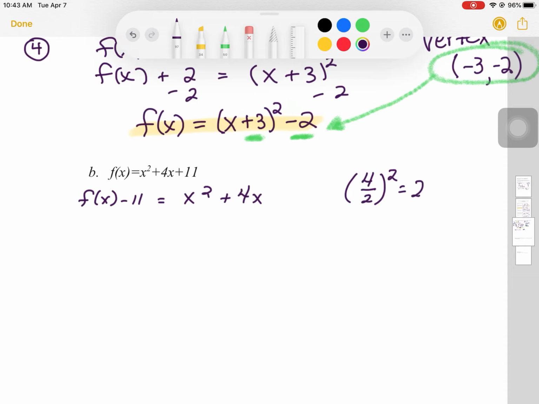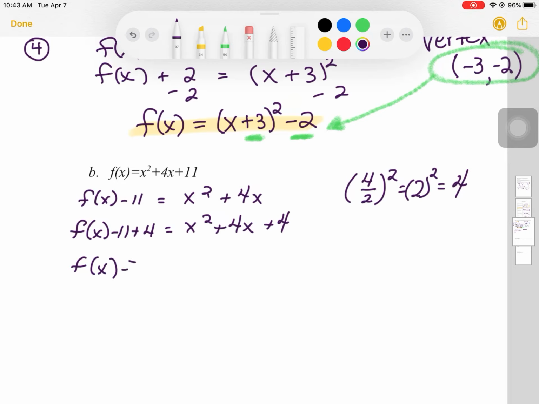Now I'm going to take half of b and square it. So that's 2 squared is 4. So I have f of x minus 11 plus 4 equals x squared plus 4x plus 4. I add 4 to both sides. This becomes f of x minus 7. On the other side, I can rewrite that as x plus 2, the quantity squared. Then I'm going to add my 7 back over to get this in proper graphing form.